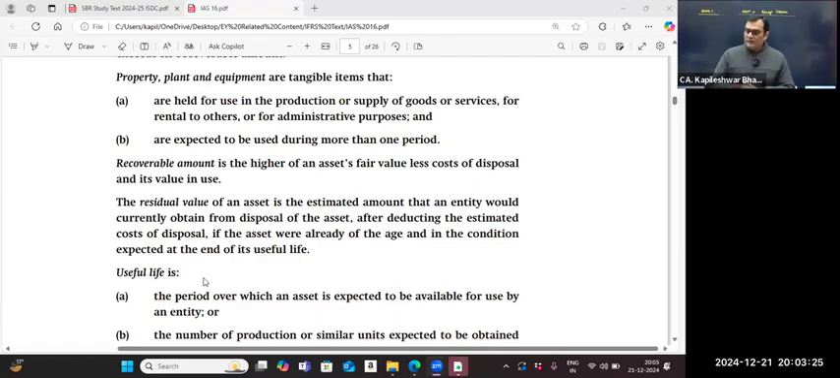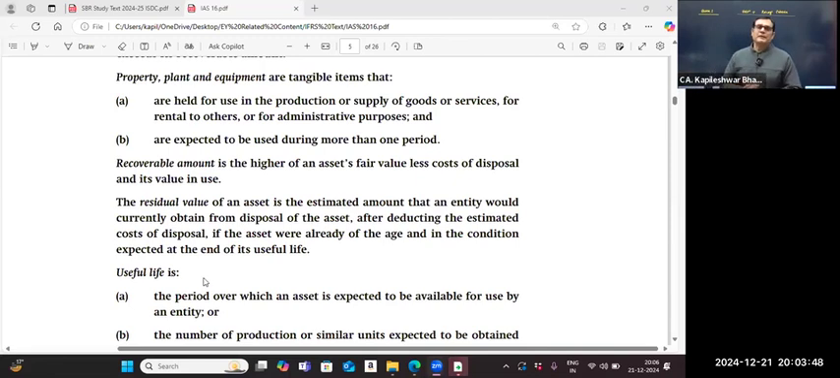Okay, so when you look at step number 2, you need to be clear on what is the purpose of this PPE. Either it is production, or it is administration, or it is rental. If any of the 3 purposes are there, you go to step 3. And if none of the purposes is met, the standard does not apply.